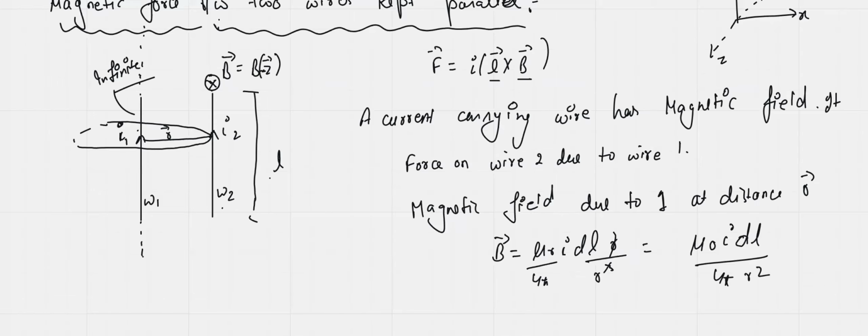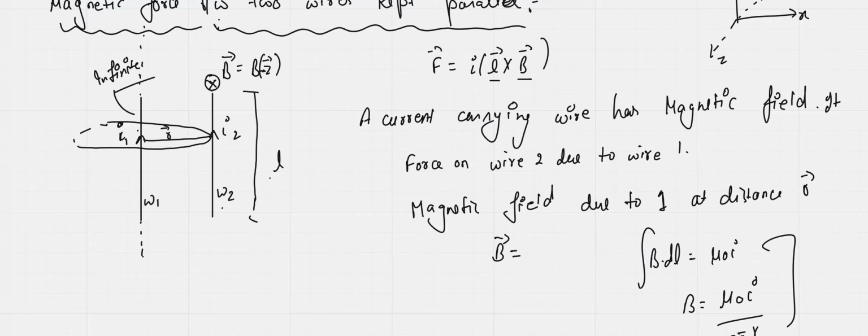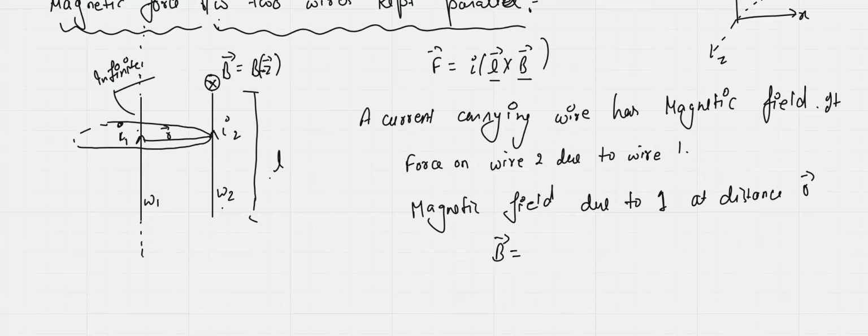But if you see carefully, this is the non-integrated form. When you take the whole integration around the circle, you will get 2 pi r, and this will cancel out. So at the end of the day, the formula we are going to get is this. I'll just put it over here: B equals mu naught I divided by 2 pi r. And what's the direction? Again, the magnetic field is inside.